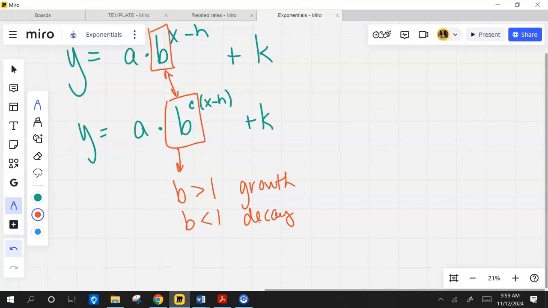I'm saying it could be written either way like this, but you look at the B, and if it has a C in it, you include that with it. But if it's bigger than 1, it's growth. If it's smaller than 1, it's decay.